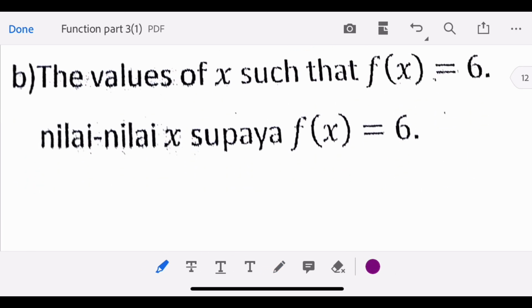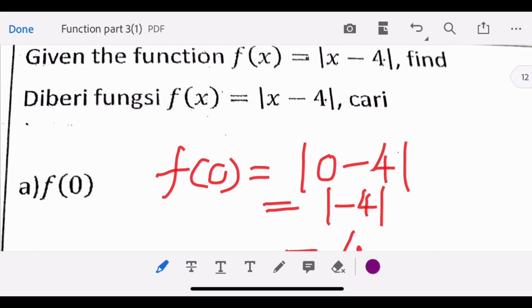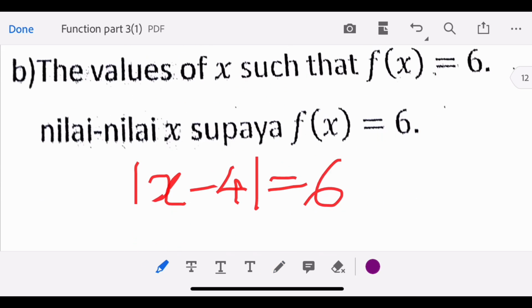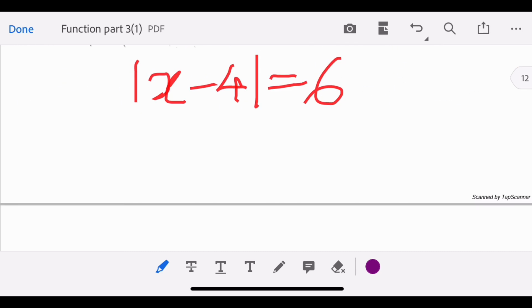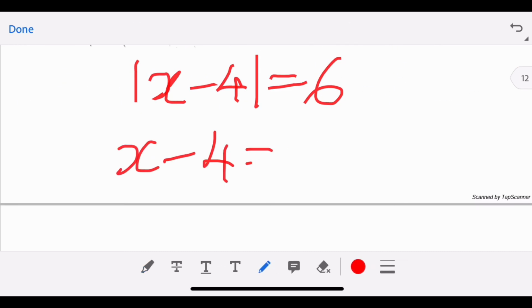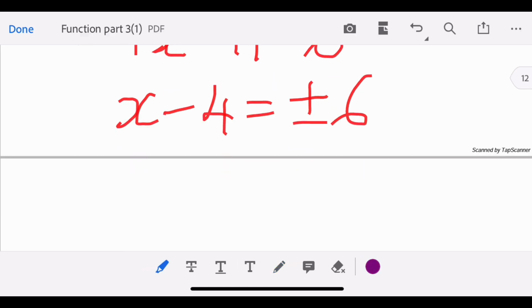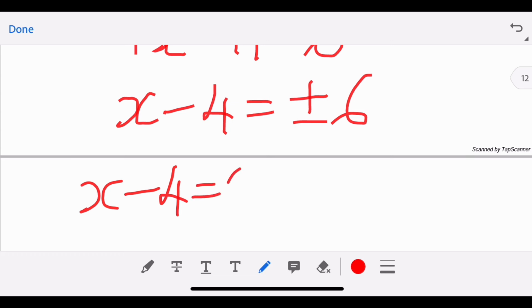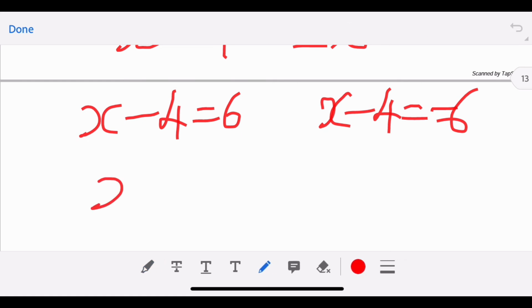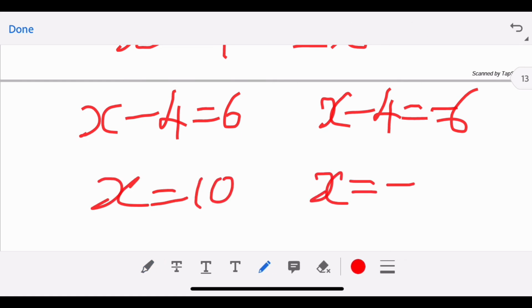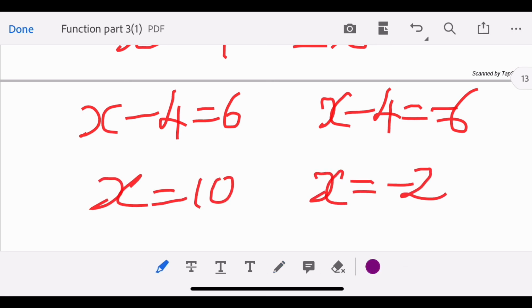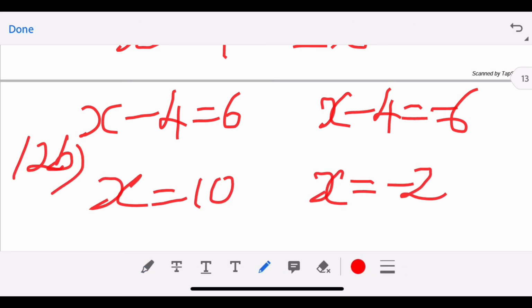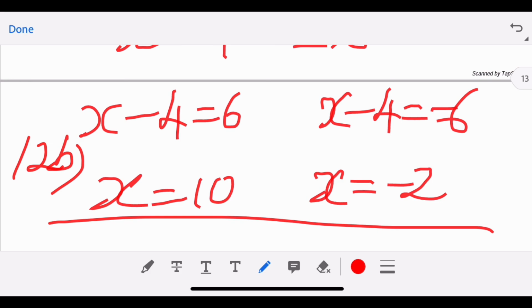For the B, let's see B. This one, quite many of the students actually forget how to solve modulus. Modulus x minus 4 equal to 6, right? This is what is asked by the question. So then you have to open up the modulus. You have plus and minus 6, and then you solve it. X minus 4 is 6, x minus 4 is -6. So you should have two answers, right? X is 10, x is -2. Alright, so this is the answer for 12B. For 12B, you have two answers, 10 and -2.